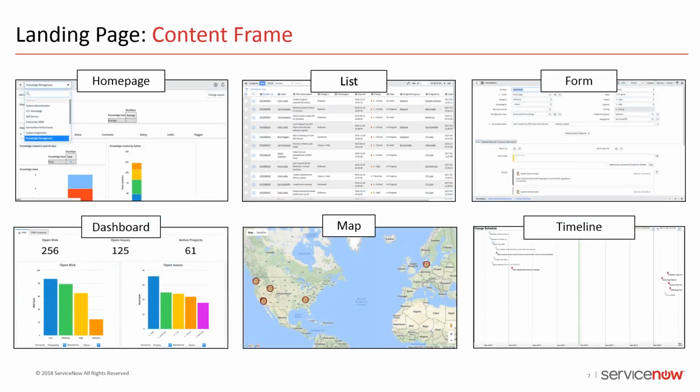The information that displays within the content frame varies depending on where you navigate within the platform. This could also impact how the information is visually represented. Some of the most common types of content interfaces include home pages, lists, forms, dashboards, maps, and timelines. This training contains additional information on home pages, lists, and forms.